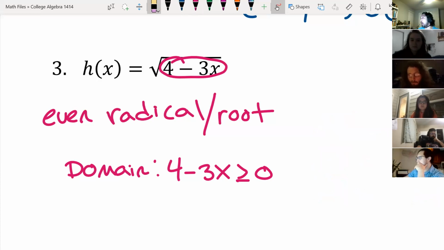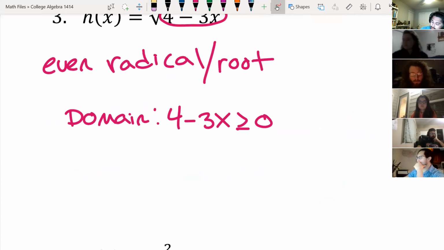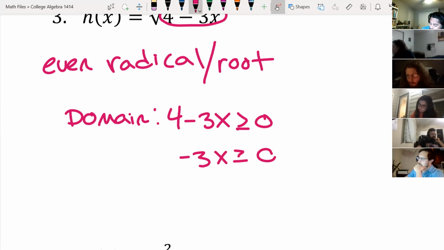And now all we have to do is solve for x. So what do you want to move, the 3 or the 4? Okay, so move the 4 over. All right, whichever you guys want. I think I'll move the 4 over just to see who remembers what happens. You get negative 3x greater than or equal to negative 4.